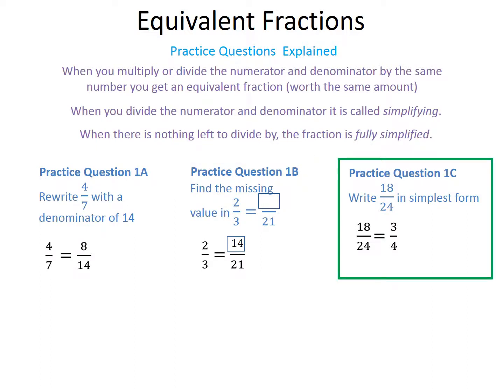And in the last one, we're going to write 18 over 24 in simplest form. And this is where you've got to look for the highest number that goes into both 18 and 24. You might think that 3 goes into both 18 and 24, and it does, but that's not the highest number. You want to get the highest number, which is 6. And so if you divide 18 by 6 and divide 24 by 6, you end up with 3 over 4.